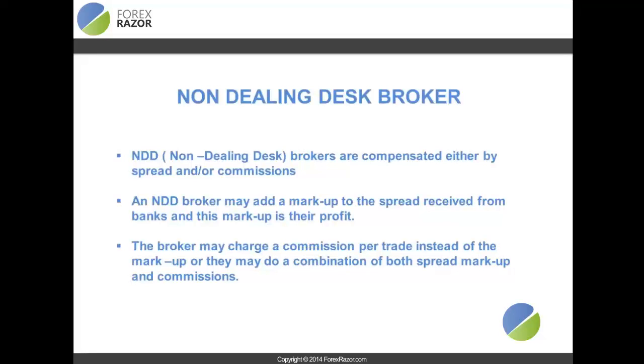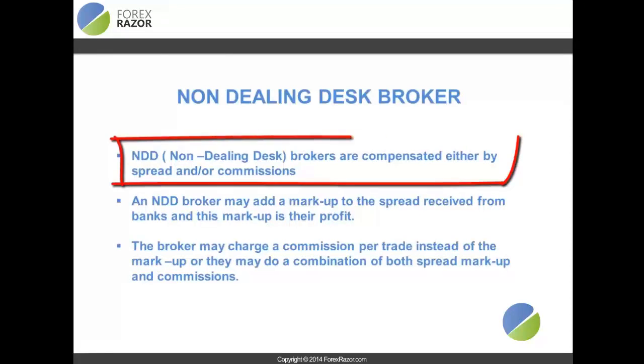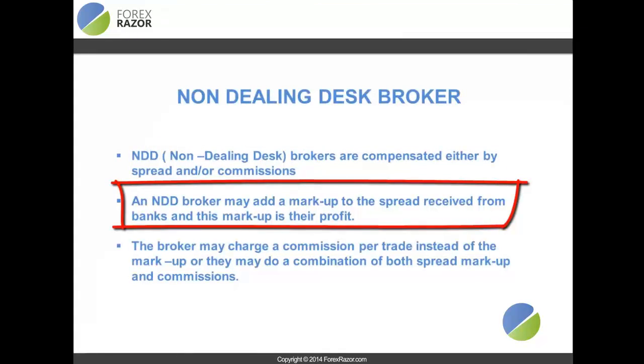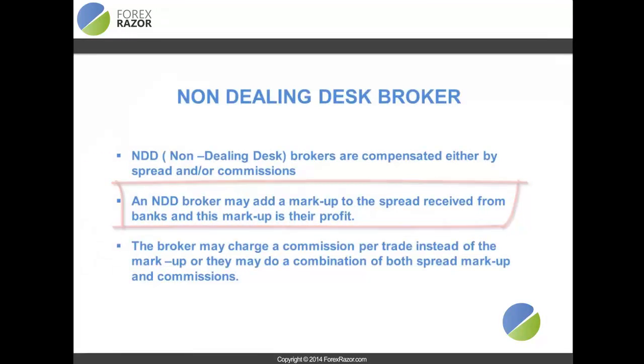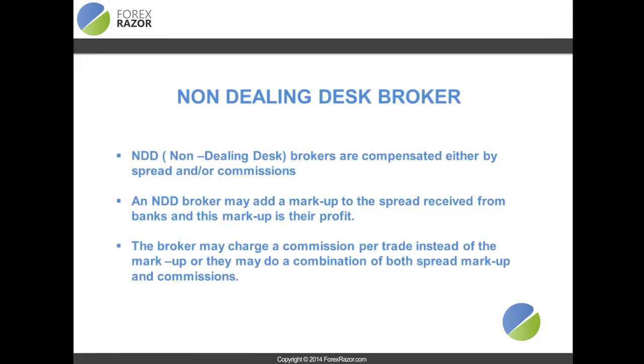And the non-dealing desk brokers are compensated either by the spreads or the commissions. An NDT broker may add a markup to the spread received from the banks, and this markup is their profit. The broker may charge a commission per trade instead of the markup, or they may even do a combination of both spread markup and commissions.